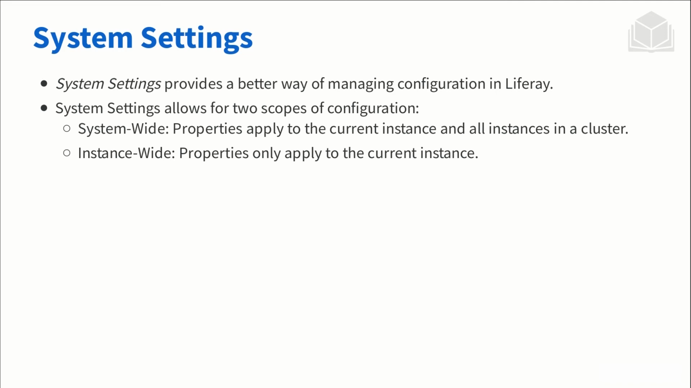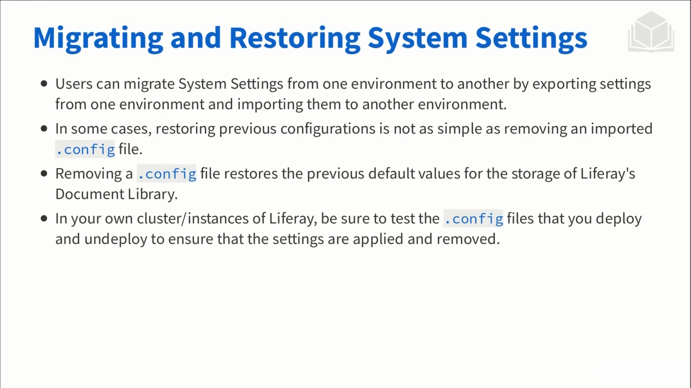I've covered system settings a little bit earlier. System settings, system-wide or instance-wide. They are the settings that you have already seen in control panel under system settings, some under instance settings, that I won't cover that much here. But just how do you migrate them between the two? Well, we have seen that with a document library exercise. You can change the settings on one system, download the config file and hot deploy it on another system.